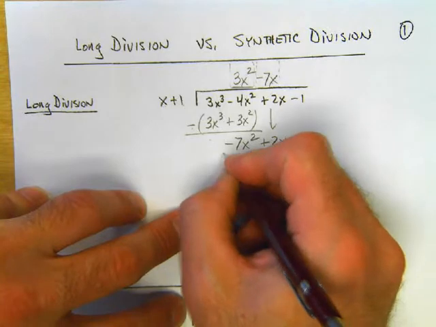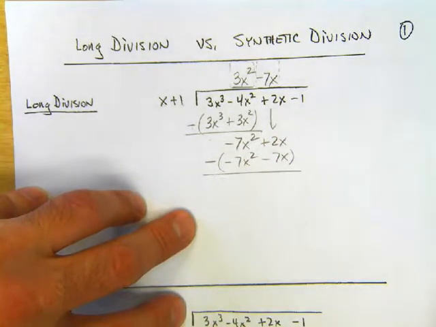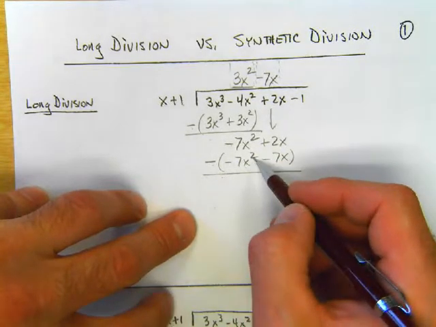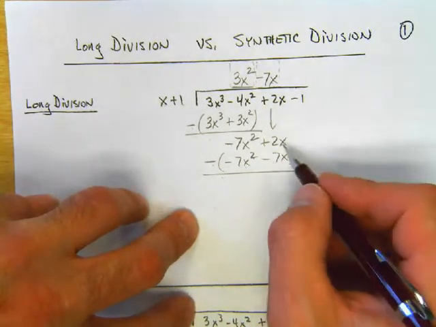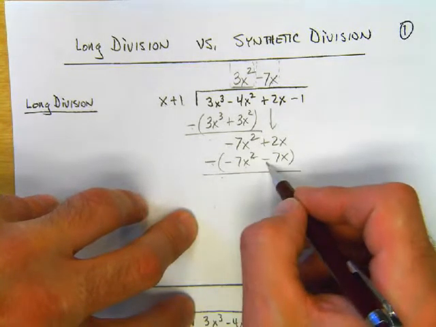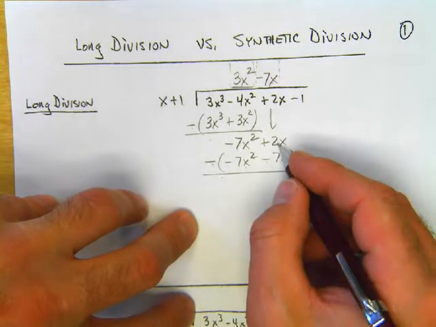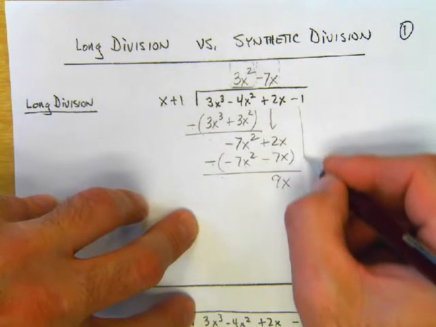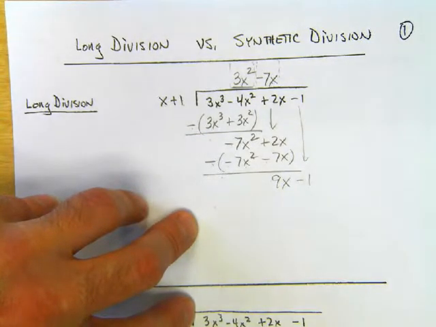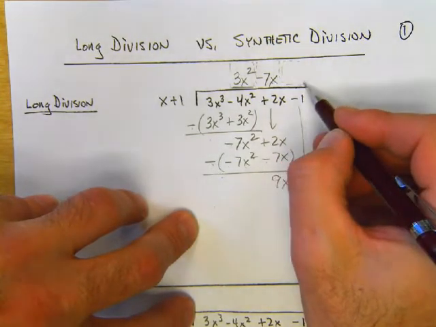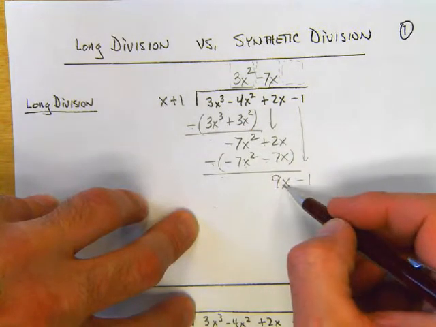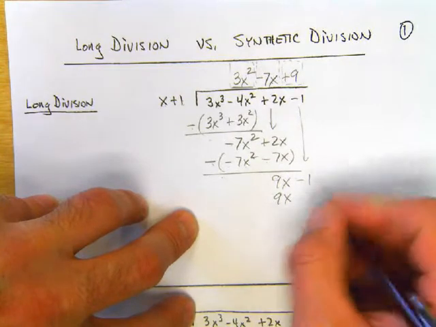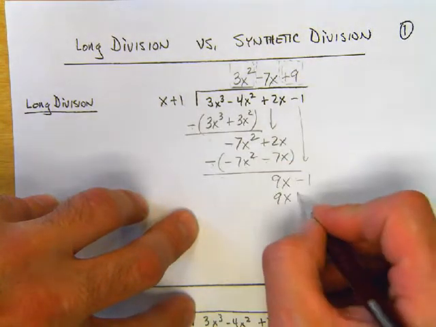Put it in parentheses and subtract. Negative 7x squared minus negative 7x squared cancels to 0. 2x minus negative 7x is the same as 2x plus 7x, which is 9x. Drop the negative 1. And ask, what do we have to multiply times x to get 9x? Positive 9 times x is 9x. And 9 times 1 is positive 9.